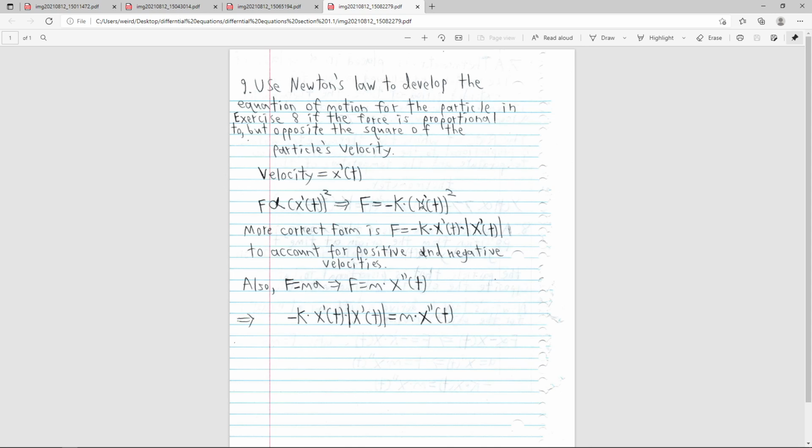What really matters is being able to write this. You can skip the proportionality step if you're ever asked this; generally it's just a setup. The more correct form is F equals negative k times x prime of t times the absolute value of x prime of t. That accounts for both negative and positive velocities, so you need to split it up like that. But we also know F equals ma, which implies that F equals m times x double prime of t.